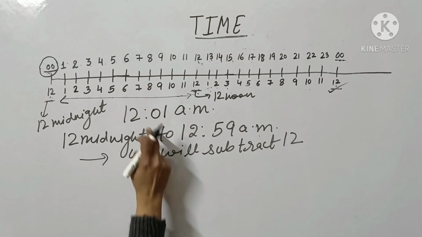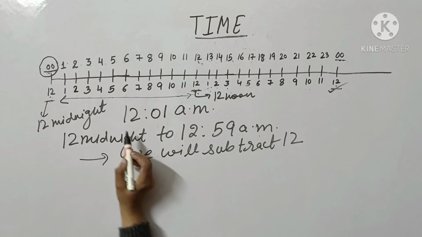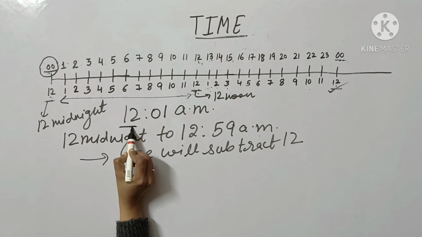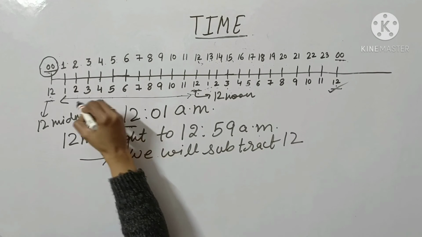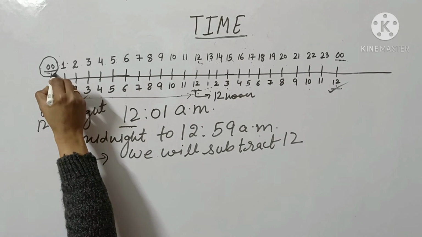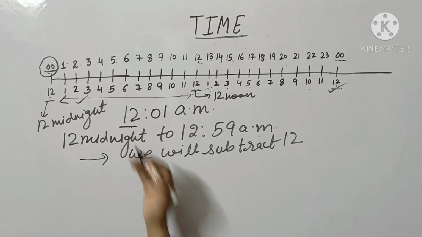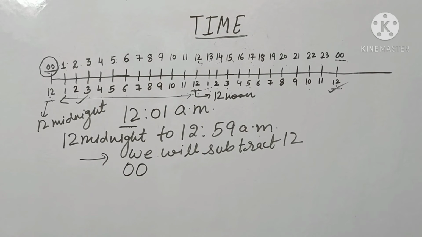Listen carefully. Suppose the time is this only, 12:01 AM. Now, what is this 12? What is this 12 representing? 12 midnight. Yes. And when the time is 12 midnight in our 12-hour clock time, at that time the 24-hour clock time shows 00. How will we get 00 from 12? When we subtract 12 from 12, we get 00. So the time will be 00.